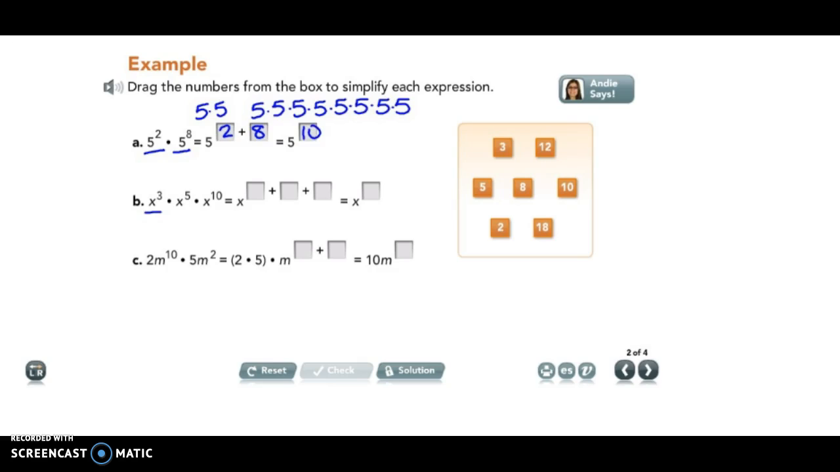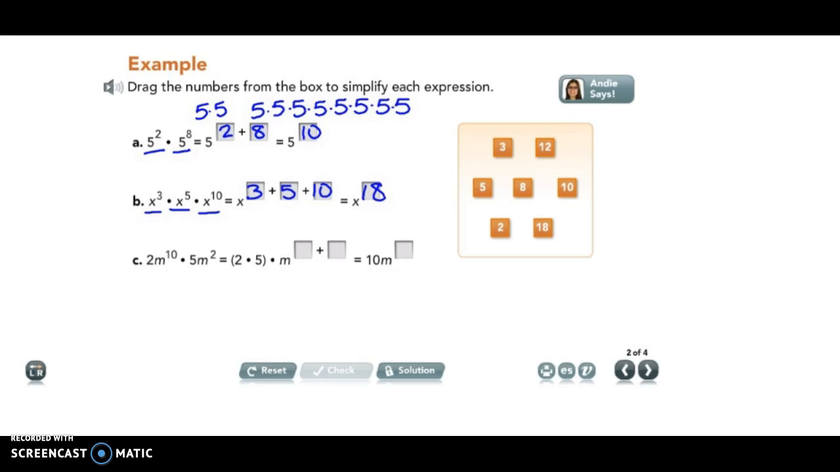Here we have x to the 3rd times x to the 5th times x to the 10th. They all have the same base, which is x, so we can just add our exponents. 3 plus 5 plus 10. 3 plus 5 is 8, plus 10 is 18. Then we're going to go ahead and look at our last one.